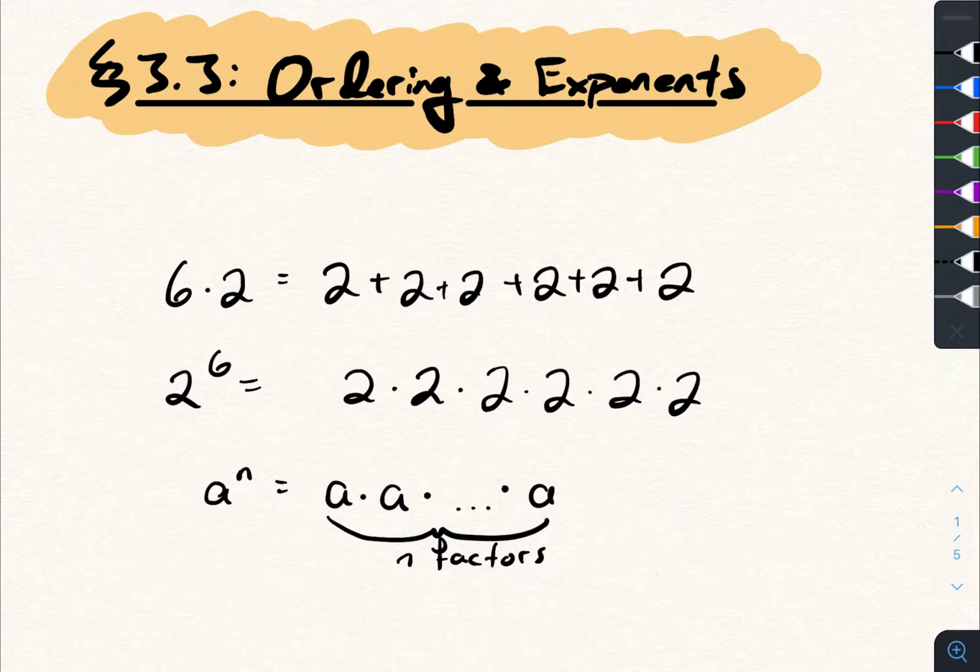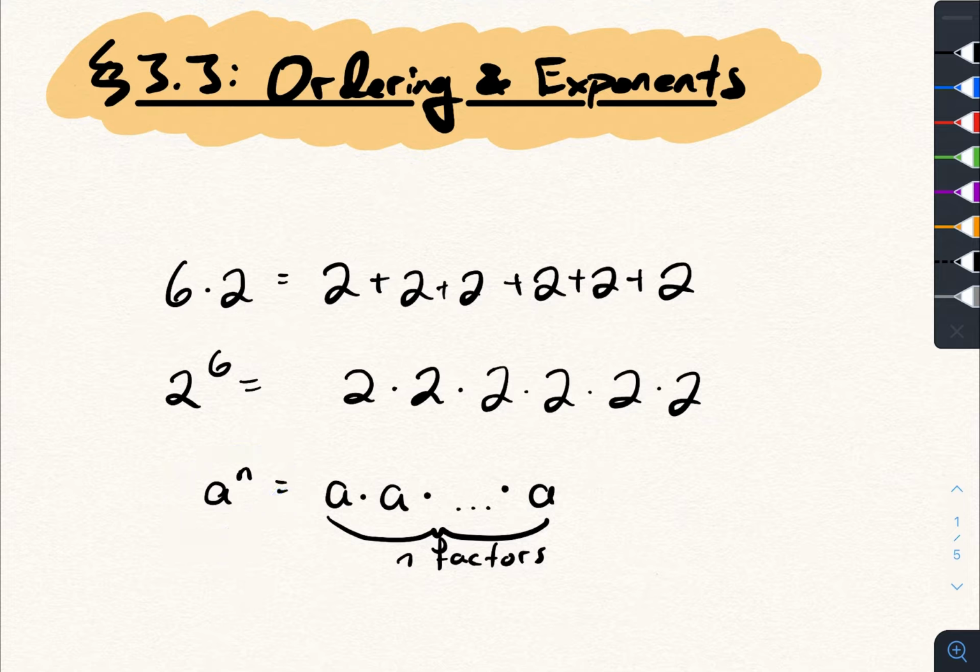Multiplication essentially represents repeated addition. If I write 6 times 2, I have 6 groups of 2, so that would be 2 added up 6 times. Whereas 2 to the 6th, so here I'm doing an exponent of 6 instead of multiplying, this represents repeated multiplication. So I'm multiplying by 2 6 times.